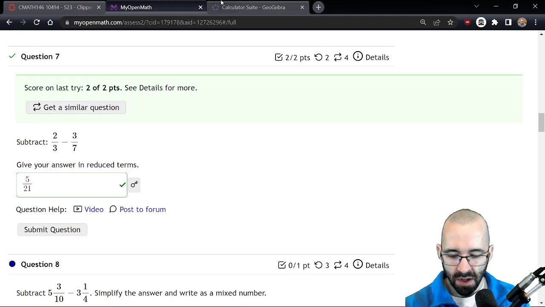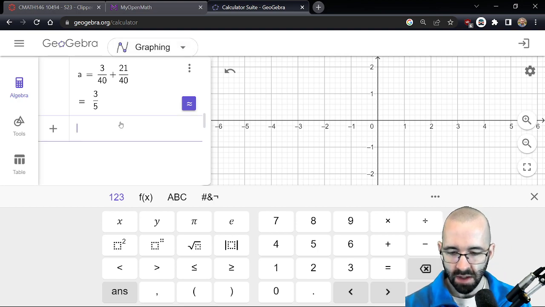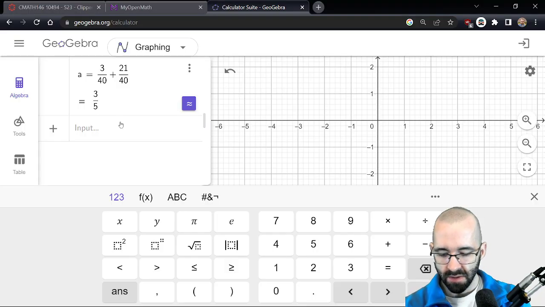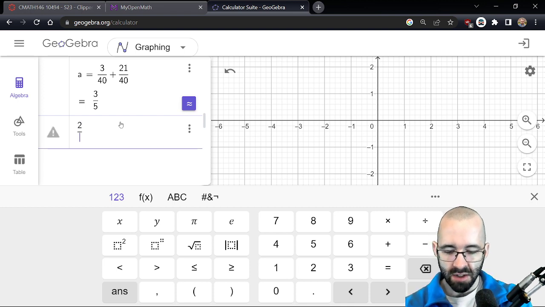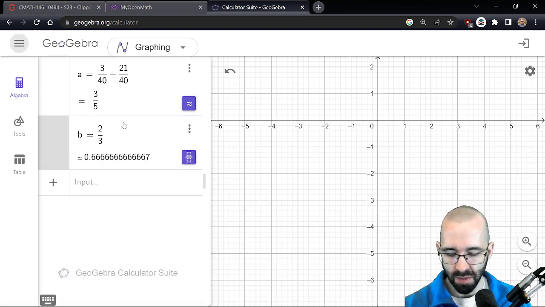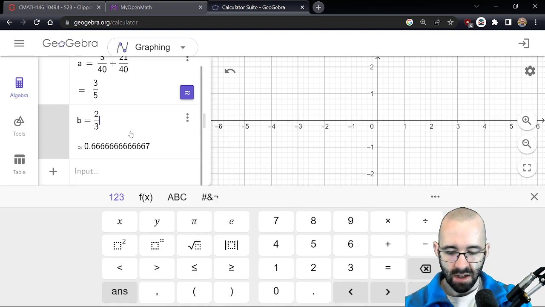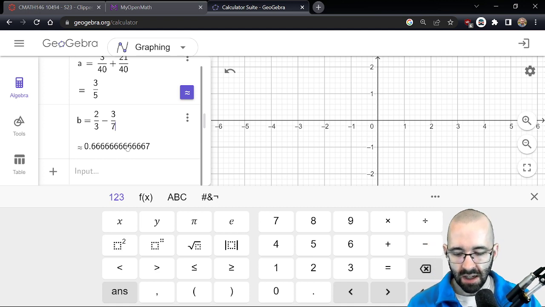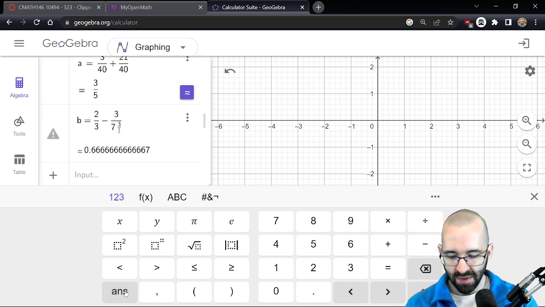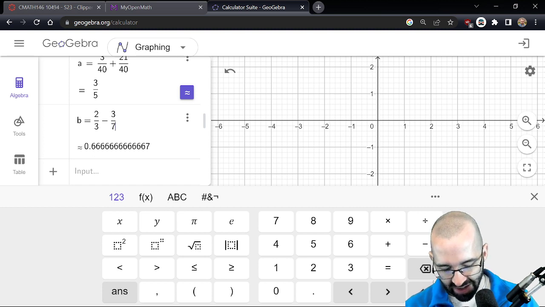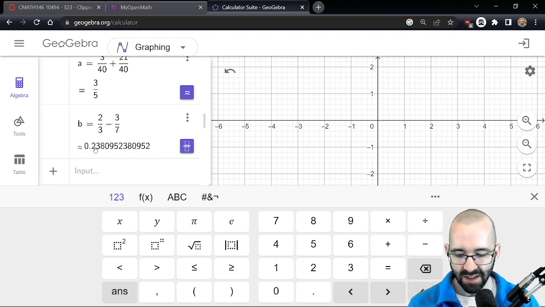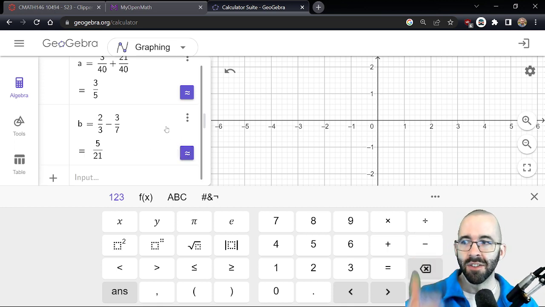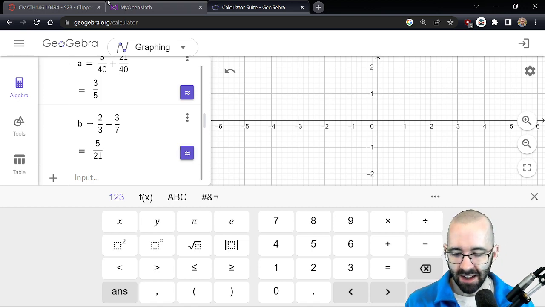There it is. You can also type this in on GeoGebra. So it is 2/3, and you can either press the right arrow, and then minus 3 over 7. The answer is not 2/3, so make sure to hit enter again. Either press the enter key on your keyboard, or maybe this key. There it is. So that's a big, long decimal, an irrational number. And as a fraction, it's 5 over 21. Great. Exactly like we wanted.